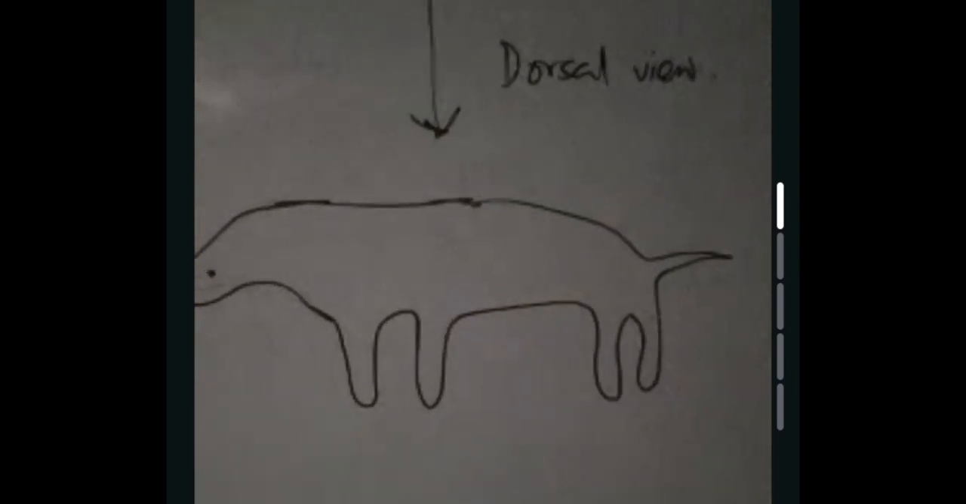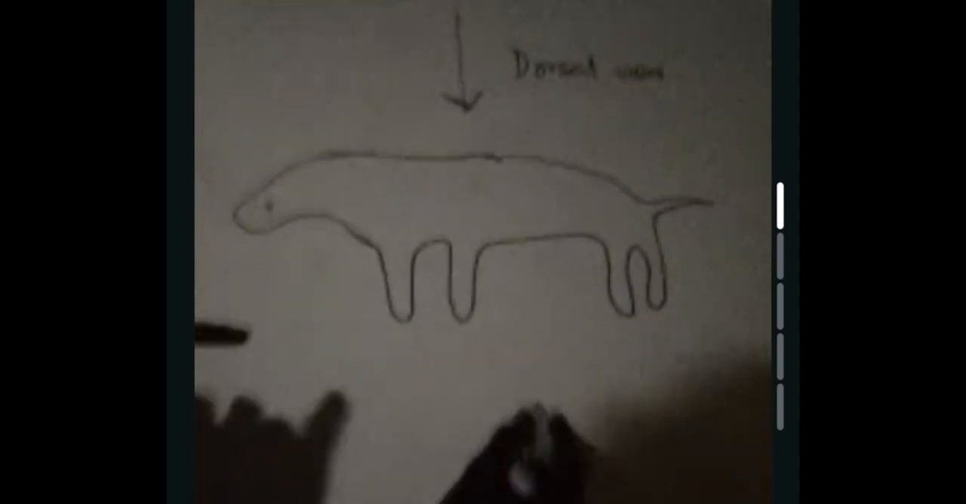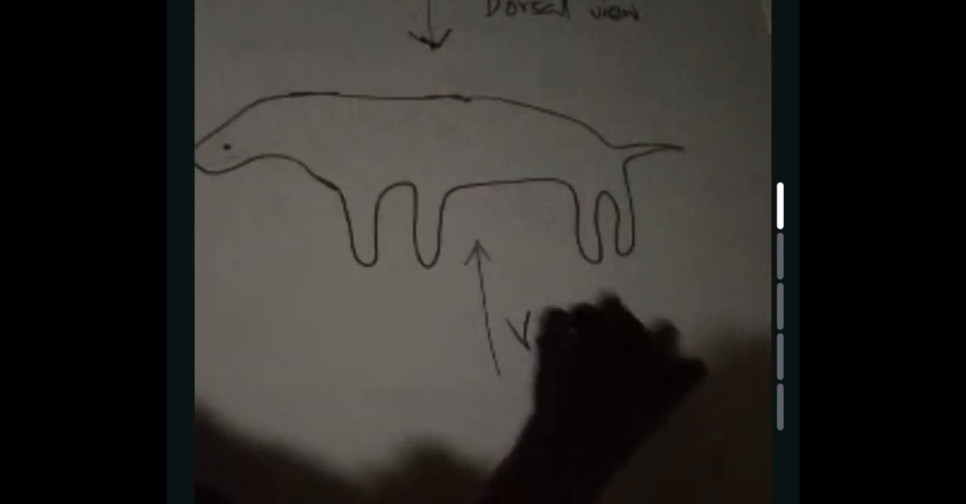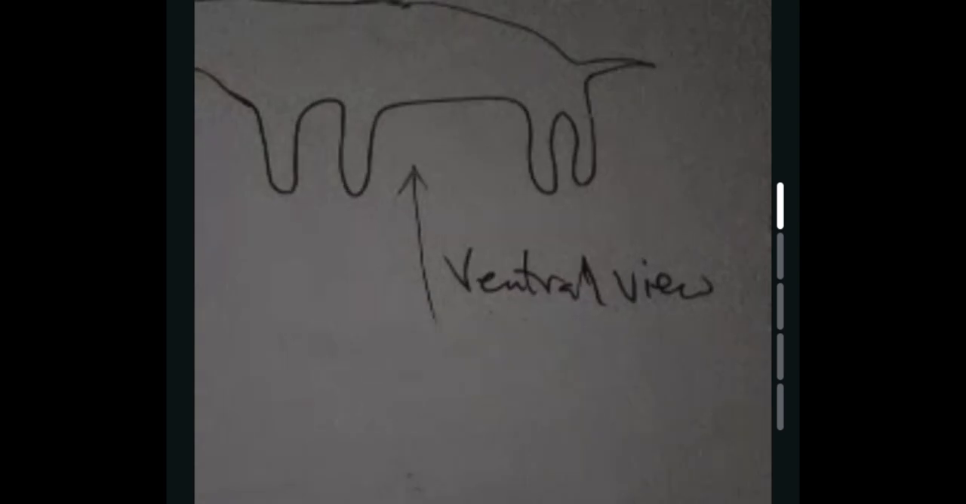If I'm looking at it from below, I'm going to see the under part of this animal. It's quite hard to draw the projections. This is not technical drawing, so let me just take a chicken. You can imagine how it's going to be. Looking at it from below, that will be the ventral view.